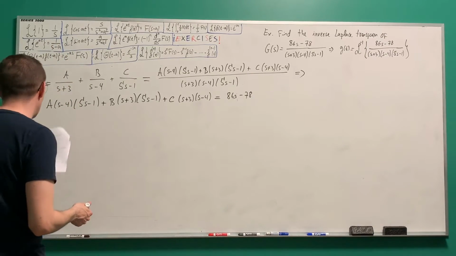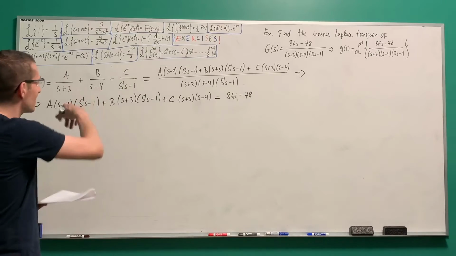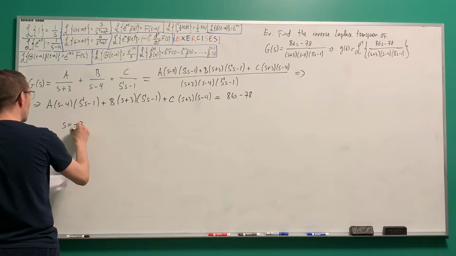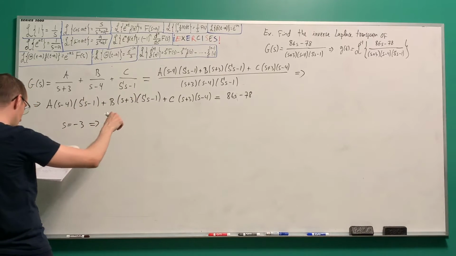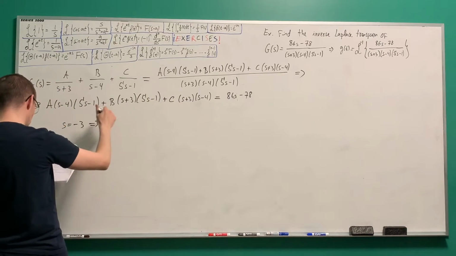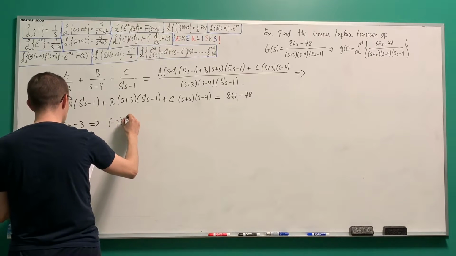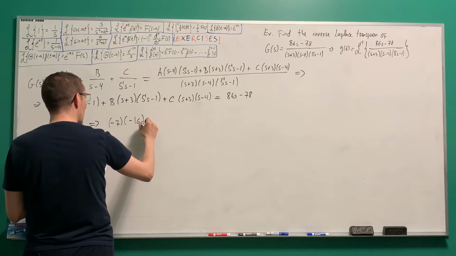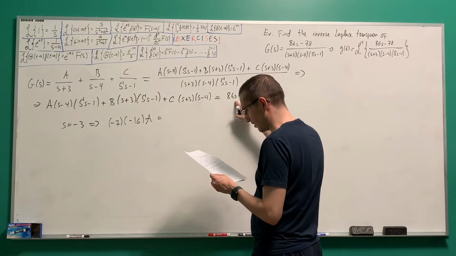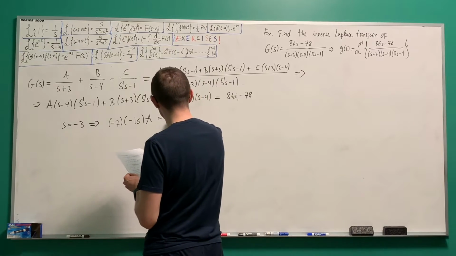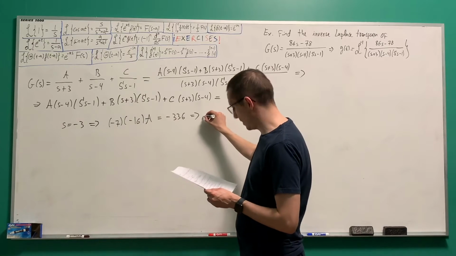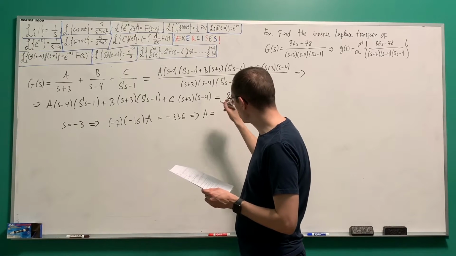We can choose particular values of s that cancel two of the terms and leave only one unknown. So for example, if I take the particular case s equal minus 3, then this becomes the following. s equals minus 3 cancels this term and this term, leaves only that one. So it's minus 7 times minus 16 a equals, and on this side with s equals minus 3, after you do the product, you get minus 336. So if you divide, you get that a is equal to minus 3.